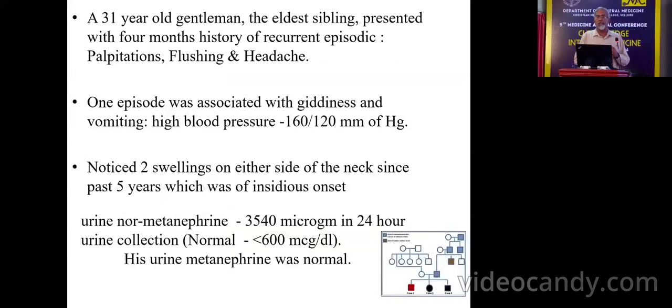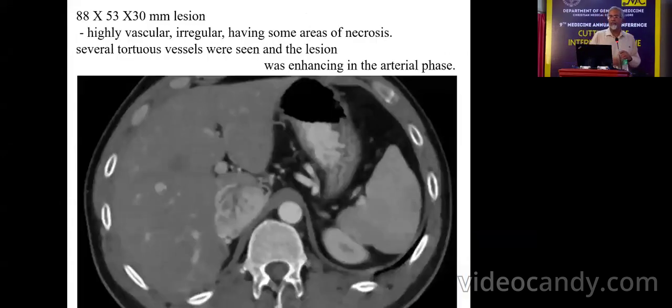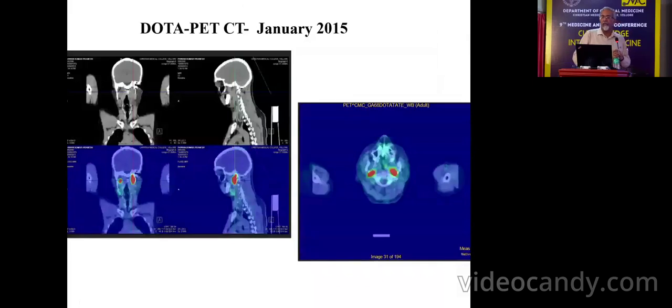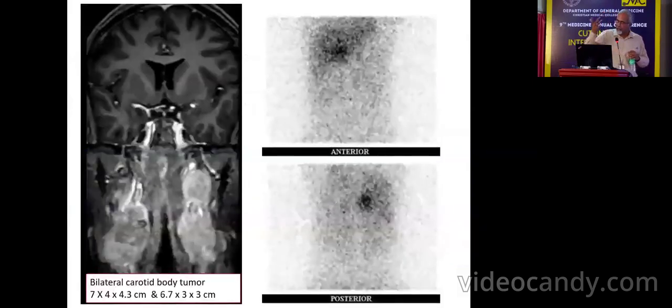Now, here's a 31-year-old gentleman. Nitin gave me this case a while ago with hypertension, palpitations, flushing, and headache. And you can see over here the blood pressure is elevated. Norepinephrine levels are pretty much high in this patient, and the urine metanephrines were normal. As you can see over here, a large vascular irregular lesion on the arterial phase again. But this patient also has bilateral carotid body tumors, and the isotope scan is also negative. Now, these patients would require surgery.